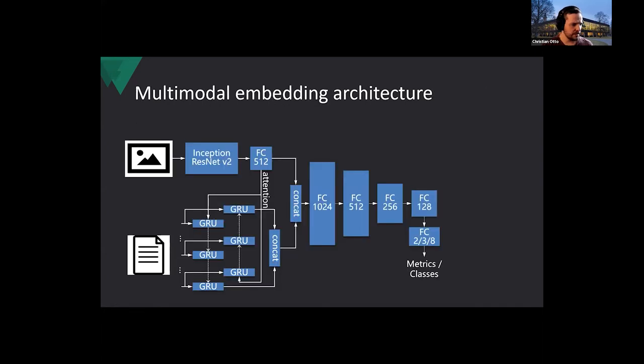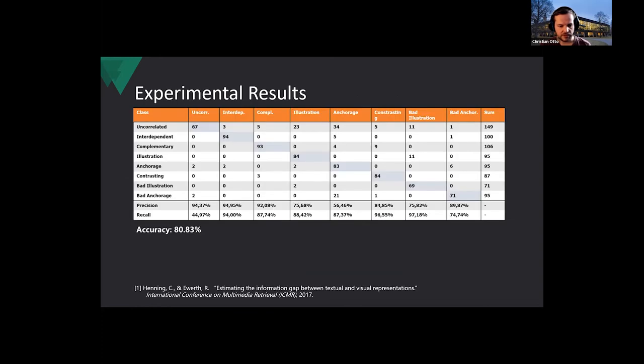And then we attempted to classify these metrics and classes with a pretty straightforward multimodal embedding. So there was an image encoding with an Inception ResNet, a bidirectional GRU system for the texts, an attention mechanism, and after concatenating the features, we fed them through four classification layers in order to get our outputs. And the results of this you can see here.